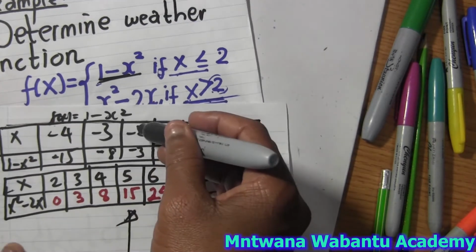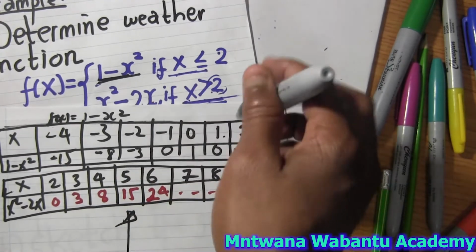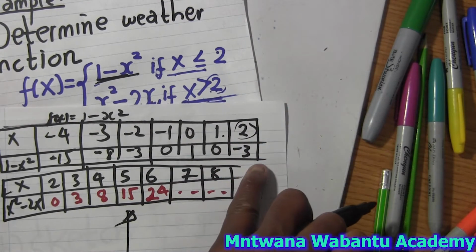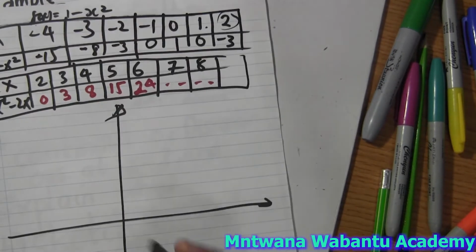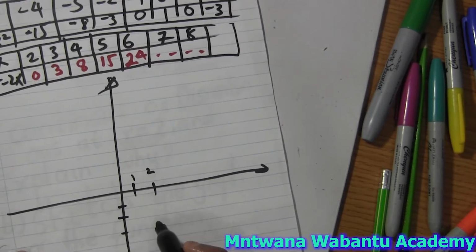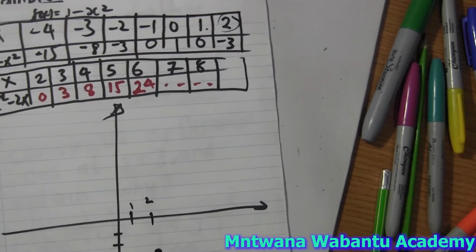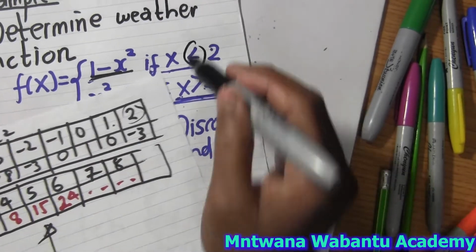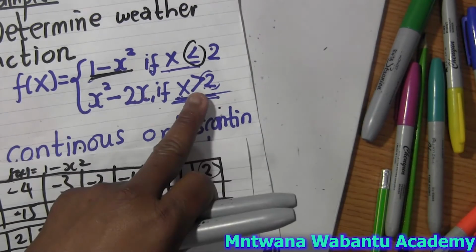So at 2, this is going to include when x equal to 2, y equal to negative 3. Let's say 1, 2, y equal to negative 3, somewhere here, but it's going to be included. Because this sign means including when there are two parts, but if it's single like here, it means excluding.